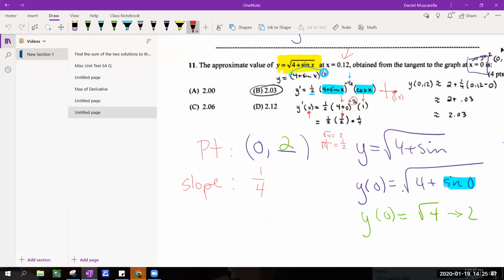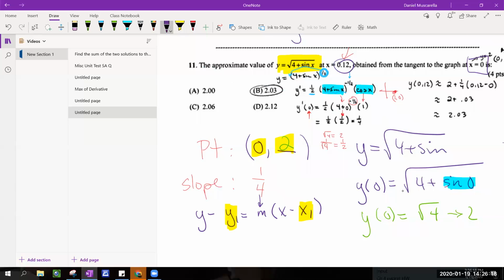With this piece, we have our point and we have our slope. Generally speaking, we're going to use this equation: y minus y1 equals m times x minus x1. The x1 and y1 parts, from our point, go in here and right there. And then our slope of 1/4 that we just found gets slid in for our m.